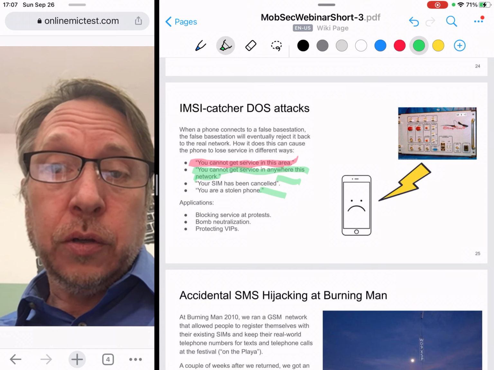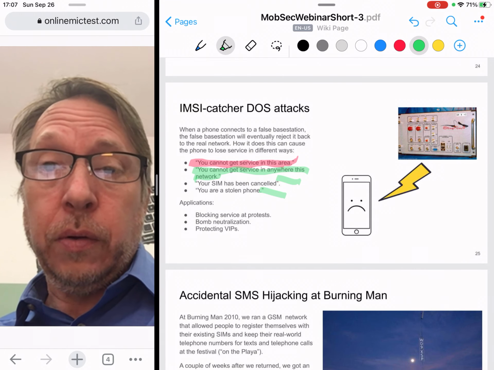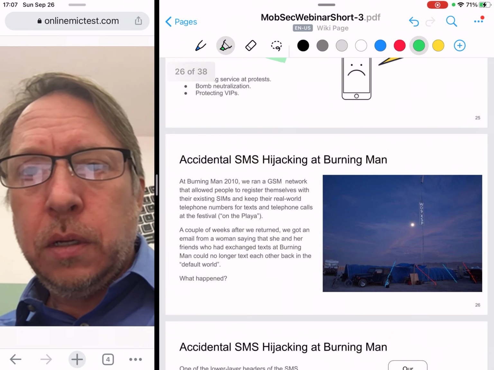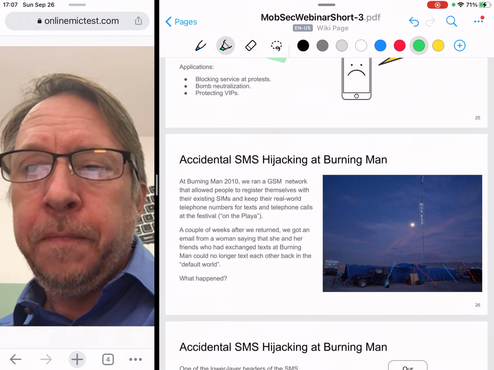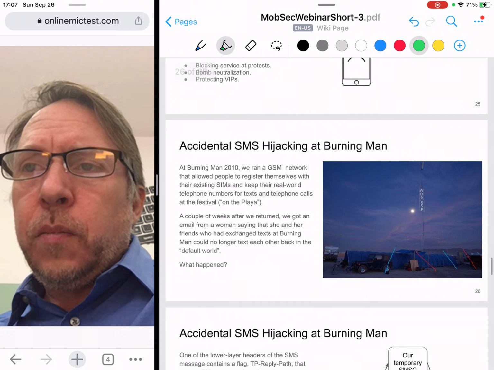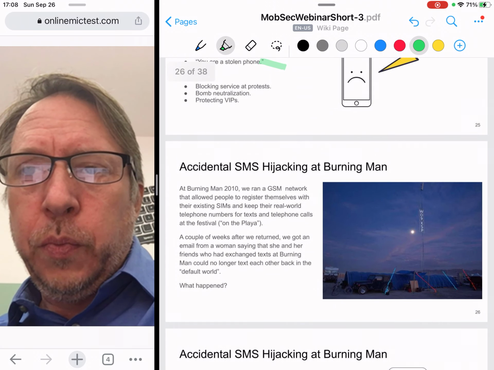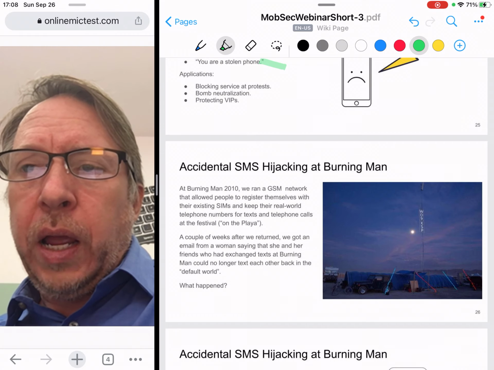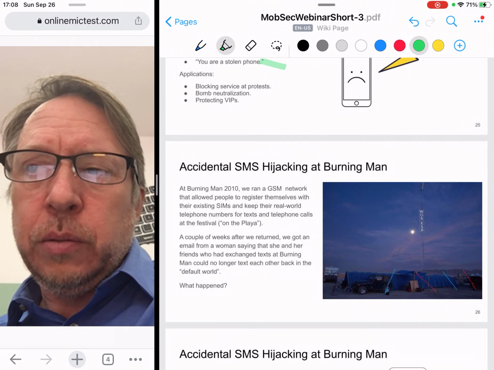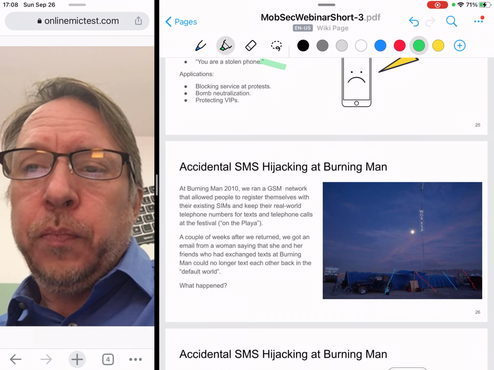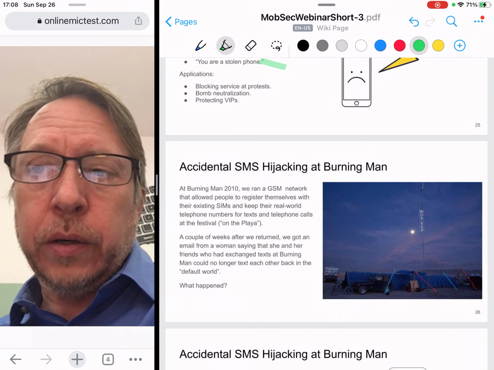Next case, accidental SMS hijacking. For a few years, I was part of a group that ran experimental GSM cellular networks at Burning Man. And these networks allowed people to register with their existing SIMs and keep their real-world telephone numbers for use at the festival, or as we say, on the playa.